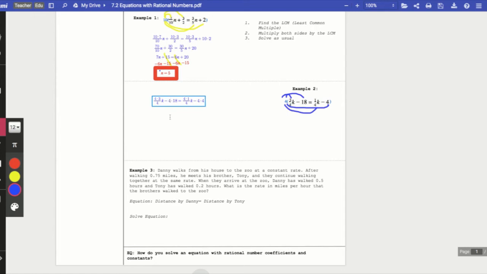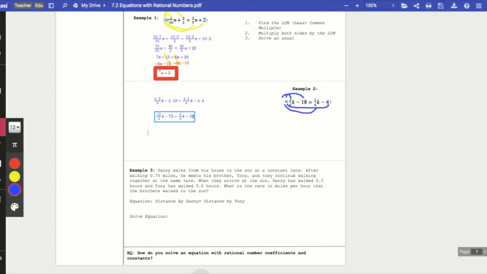All right, so 4 times 3 is 12. So I'm going to have 12 over 4k. 4 times 18 is 72. Early in the morning for me, it's not going to do mental math today. And then 4 times 1 is just 4, so I'm going to have 4 over 4k. And then minus 4 times 4, which is 16.